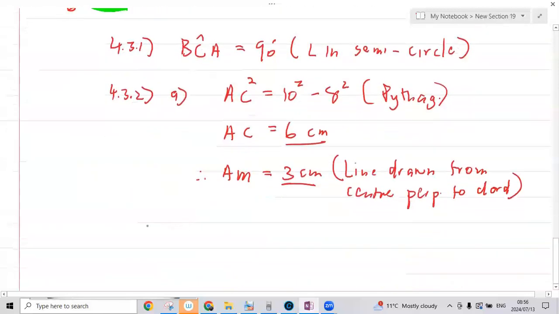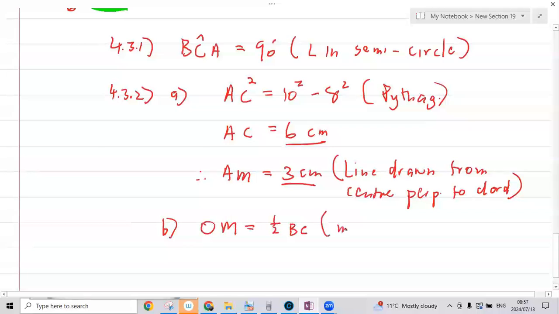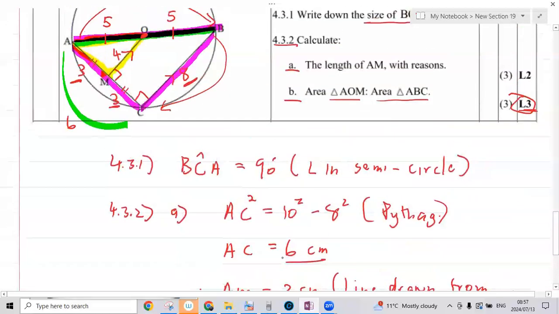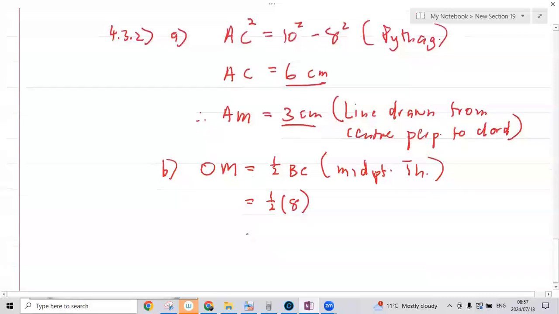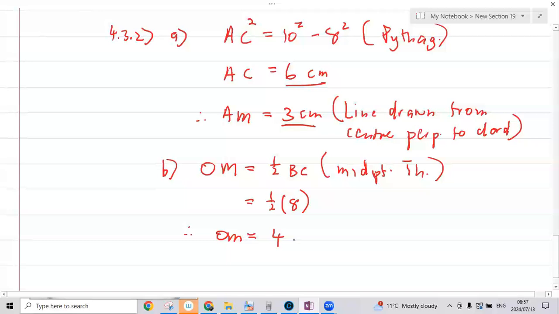So how would you structure your solution? So your solution will be B. First thing that you're going to write is OM equals half BC. And that's going to be midpoint theorem. And half of BC, as we know BC is equal to 8. So we can just say half of 8, which is equal to 4. So therefore, OM is 4 centimeters.